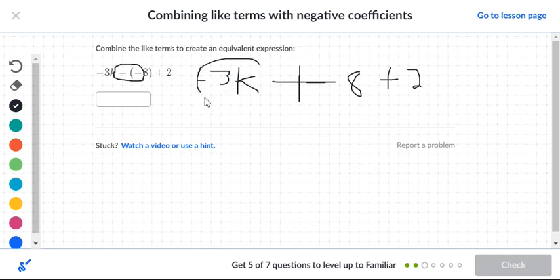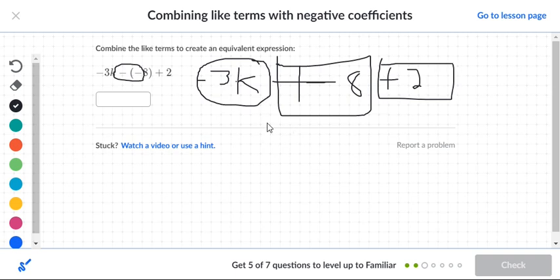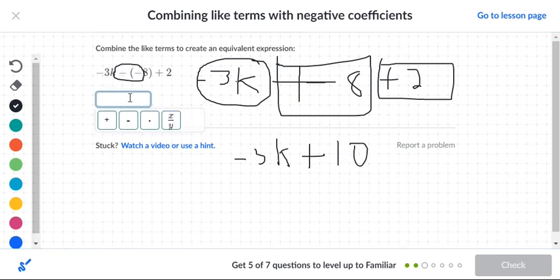So we can circle our letters, make sure you include the k. We can box in our numbers. And we clearly see that there's no other circle there, so it stays as a -3k. And then we just have 8 plus 2, so 8 plus 2 is a +10. So we have -3k, don't forget about the variable, plus 10. So let's check it.